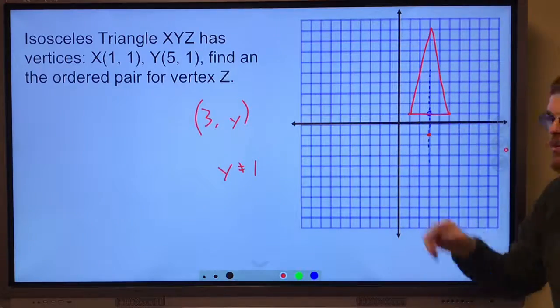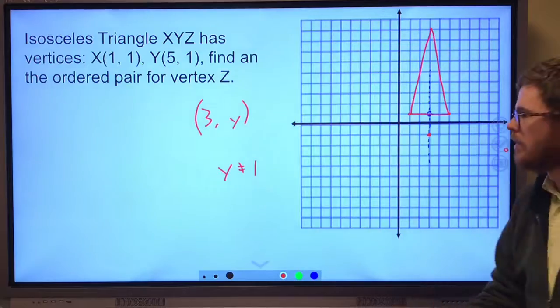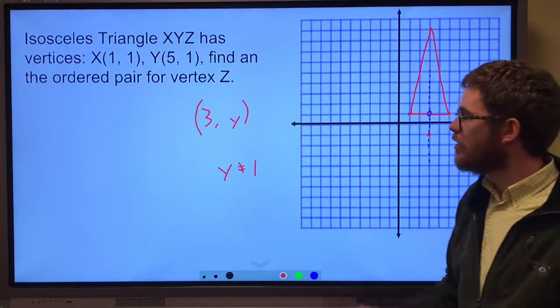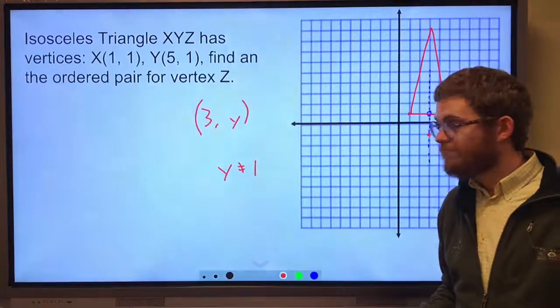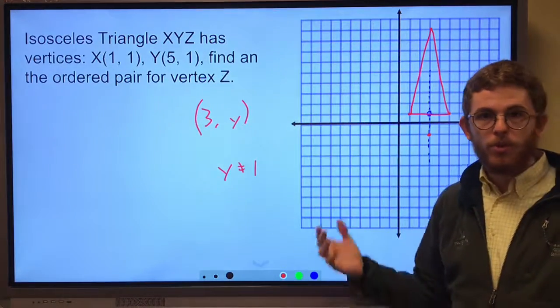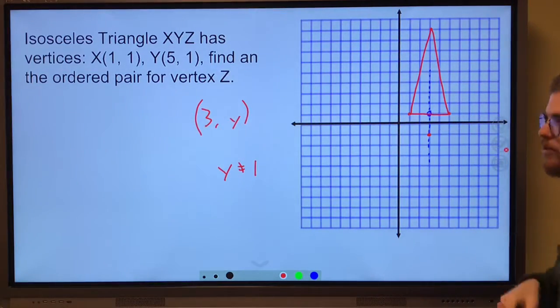Because if we let y be 1, this would form a straight line. We know a straight line is not a triangle. So as long as y doesn't equal 1, you'd be good. 3, 4, or 3, 6, or 3, negative 7. That would form an isosceles triangle. So that would be the easiest way to do that problem.